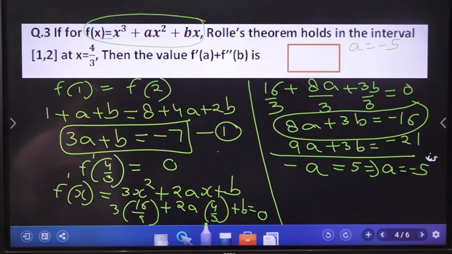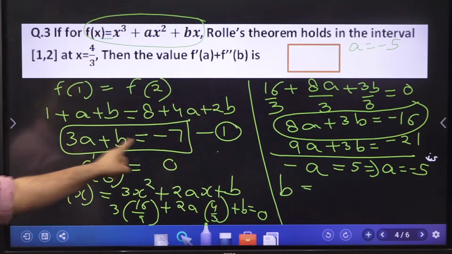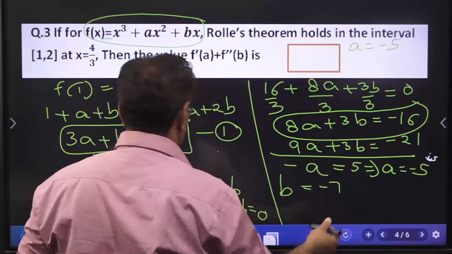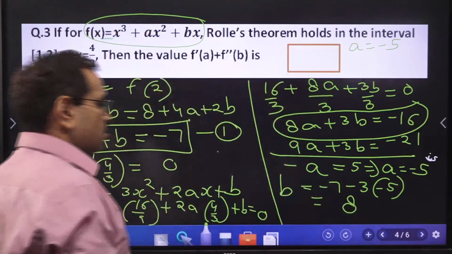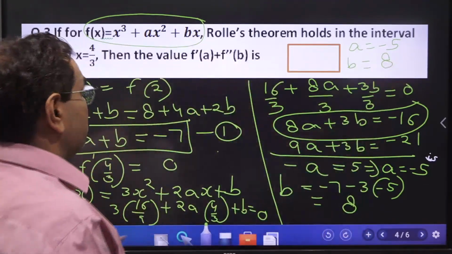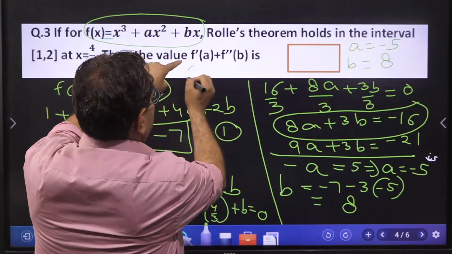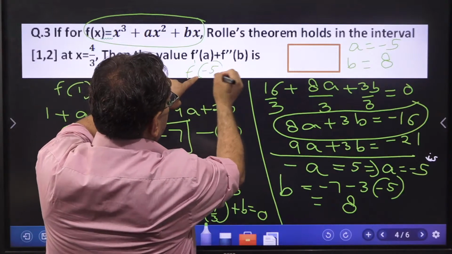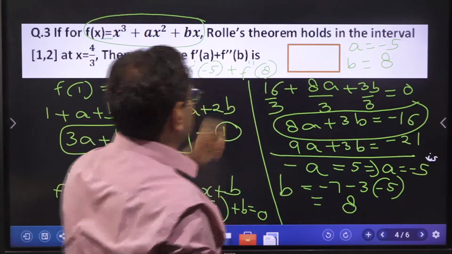Now putting a equal to minus 5 here, what is b equal to? This b is equal to, from this equation, minus 7 minus 3a. So equal to 8. So we are getting b equal to 8. Okay, first we have obtained the values of a and b to determine the polynomial uniquely. Now we can easily compute this f dash a, that means f dash minus 5, plus f double dash b, that means f double dash 8. We have to add these two resultants.